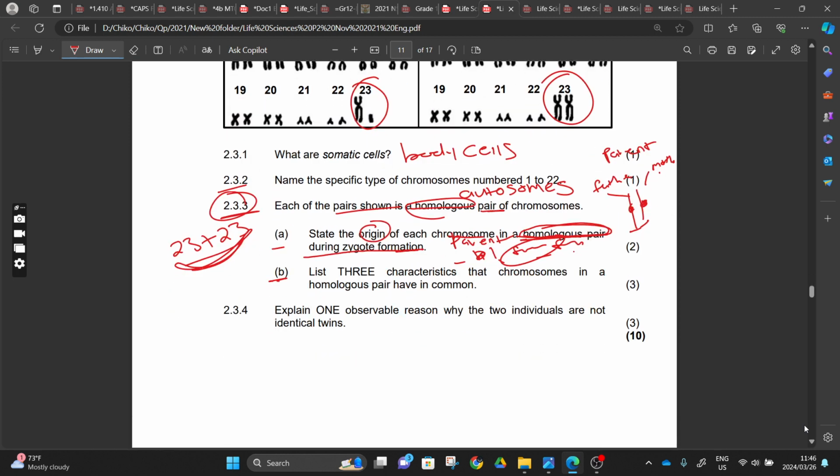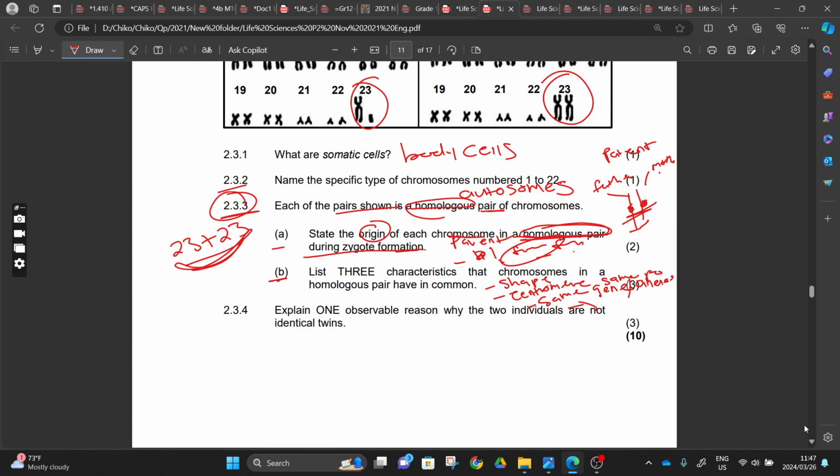Then you know what they have in common. What do they have in common? They have shape. Or you can say length. Their centromeres are at the same position. Centromere, same position, same shape, and then same genes or alleles. These are the homologous, their shape and length, and then they have the same centromeres.